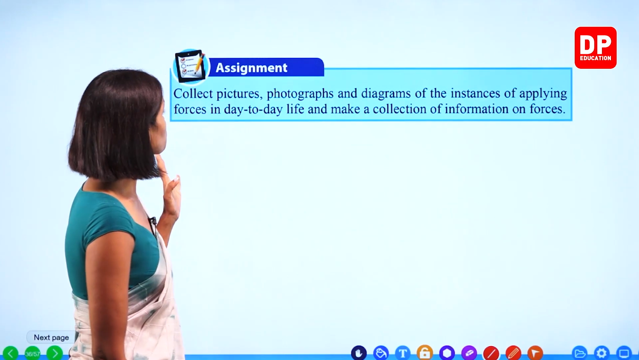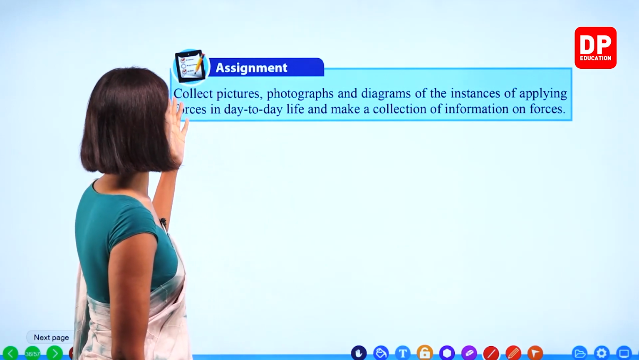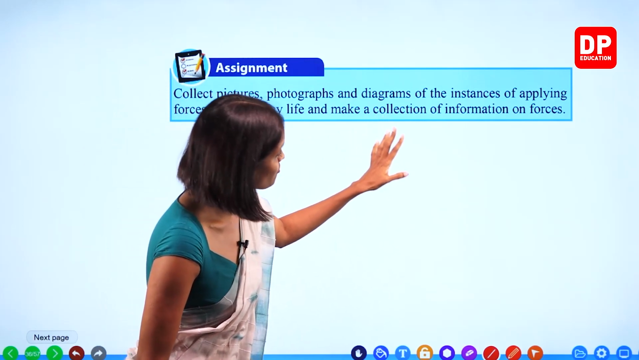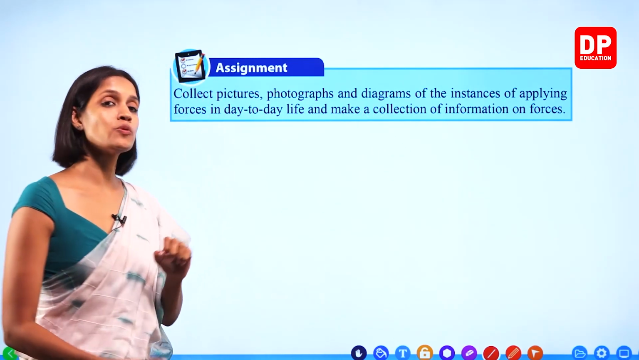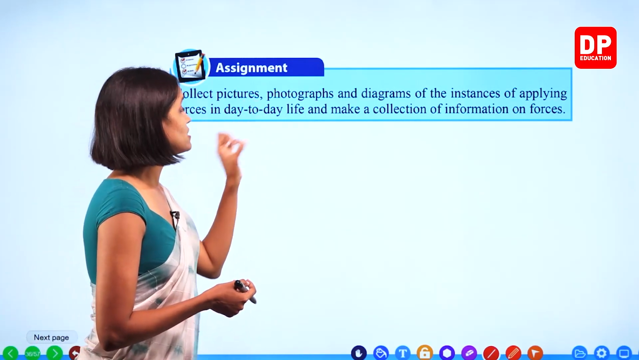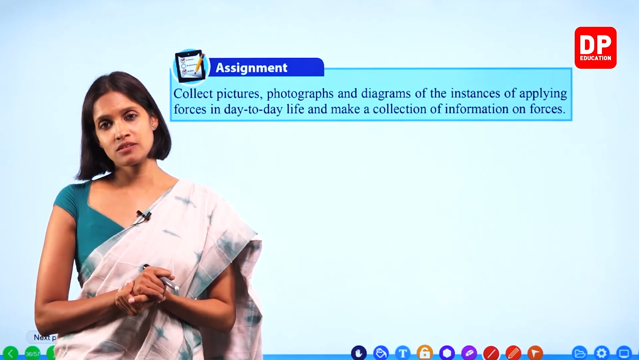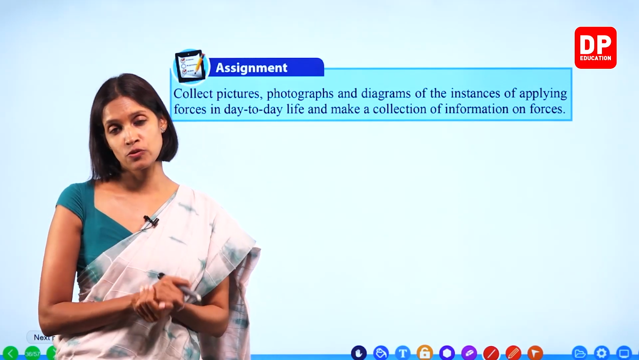So we have one last assignment to do. Collect pictures, photographs, and diagrams of the instances of applying forces in day-to-day life, and make a collection of information on forces. So you can make a small booklet with these types of pictures. Collect pictures. You can even draw small diagrams. Some of you are very good at drawing, so you can draw diagrams also.